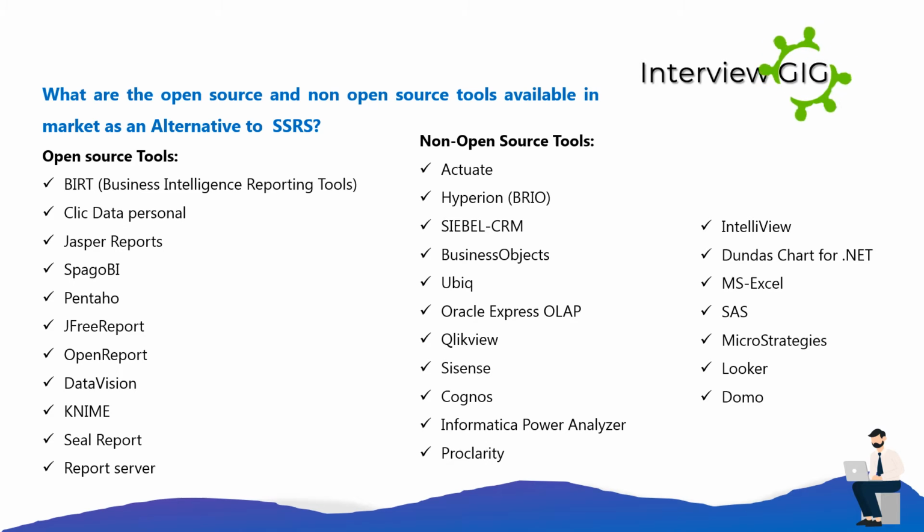What are the open source and non-open source tools available in the market as an alternative to SSRS? Free and open source tools: BIRT, Business Intelligence and Reporting Tools, Clear Data Personal, Jasper Reports, SpagoBI, Pentaho, Free Report, Open Report, Data Vision, NEclipse, Seal Report, Report Server.